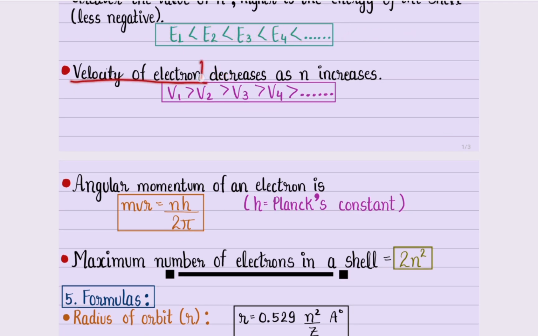Velocity of electron decreases as n increases. As n increases, the velocity of the electron decreases. Velocity 1 > velocity 2 > velocity 3 > velocity 4, and so on.